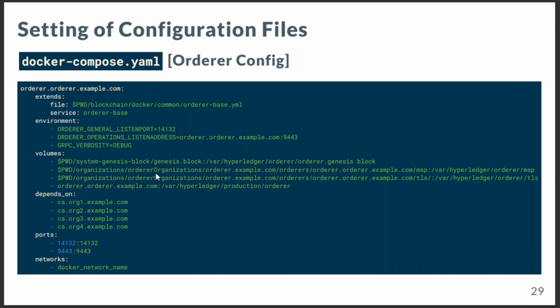Volumes, it contains the Genesis block. It would be updated to orderer Genesis block, the MSP, TLS, and of course a volume for the production ledger. Networks, and what it depends on. The orderer actually depends on all of the CAs of the organizations. In this case, we have 4 organizations, 1, 2, 3, 4, and it would depend on every single one of them. Unless the CAs start, the Docker container for the orderer won't start. Then the ports that we forward to the host machine, 14132 and 94443, and the network that it is connected to, the Docker network.